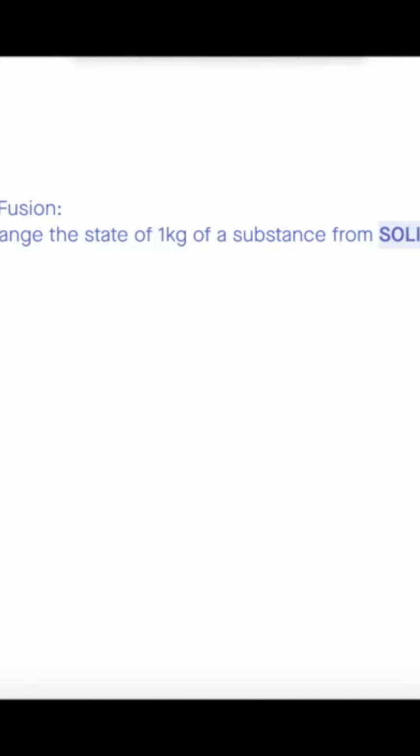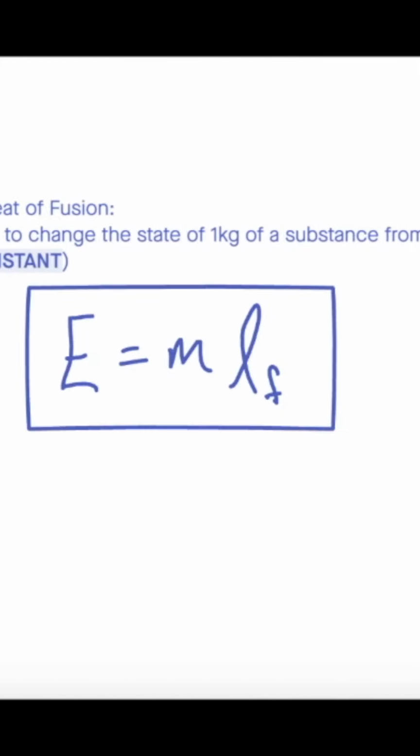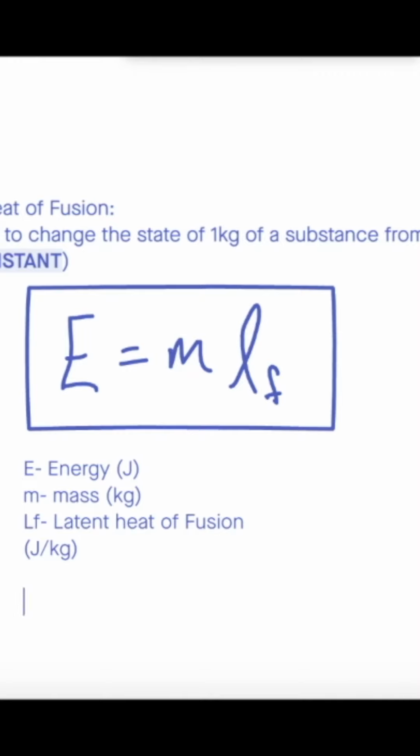Specific latent heat can happen at boiling temperature and melting temperature, which means there are two types. The first is specific latent heat of fusion, which is the energy required to change the state of 1 kilogram of a substance from solid to liquid at melting point. So this happens when a substance is melting or freezing. The equation is energy is equal to mass times latent heat of fusion.